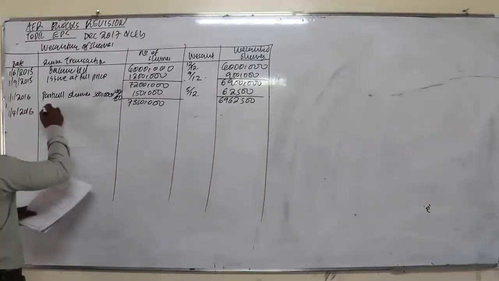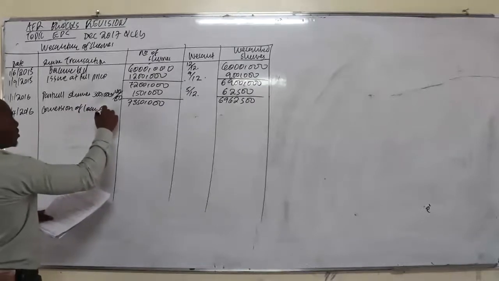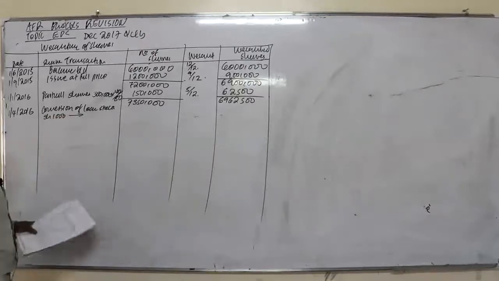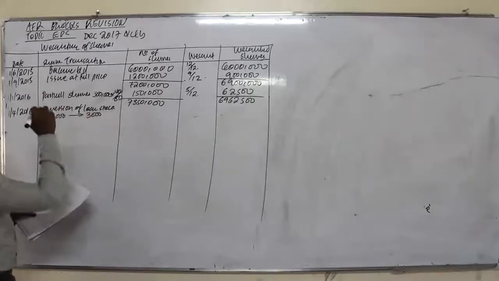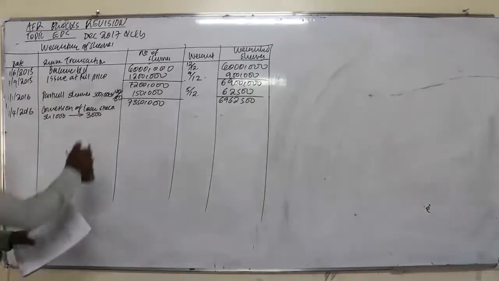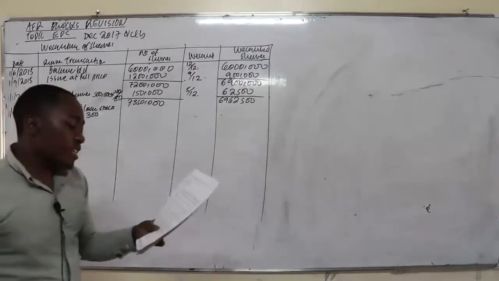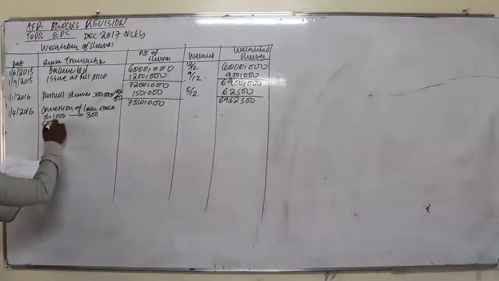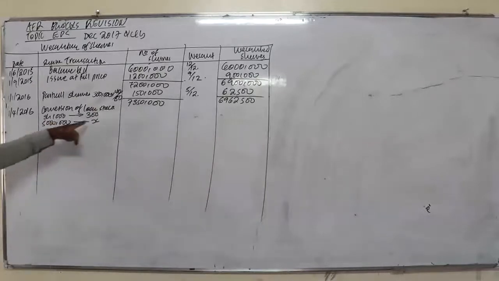How many months to the end of the year? 2 months. There was conversion of what? Conversion of loan stock. What was the term? For every shillings 1,000, how many ordinary shares do you get? You get 300 ordinary shares. Not 3,000, but 300. Then you are told that a holder of shillings 5 million converted them. If for every 1,000 you get 300 ordinary shares, that means for 5 million they got how many shares?